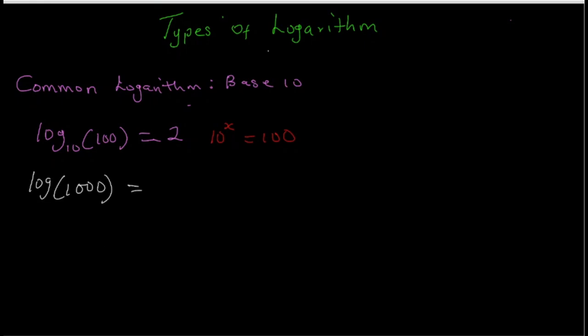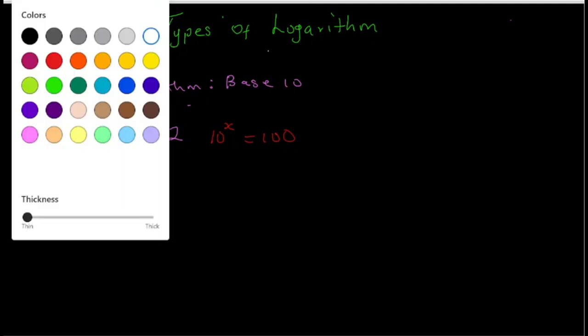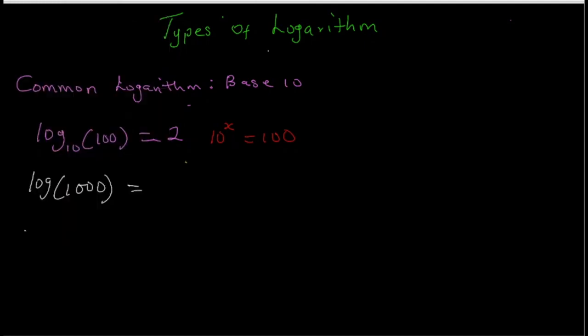So log 1000, if we were to solve this by words, is asking: 10 to the power of what would give us 1000? And if we check, 10 to the power of 3 gives us 1000. So that means log 1000 is 3. This is how you do your common logarithm.